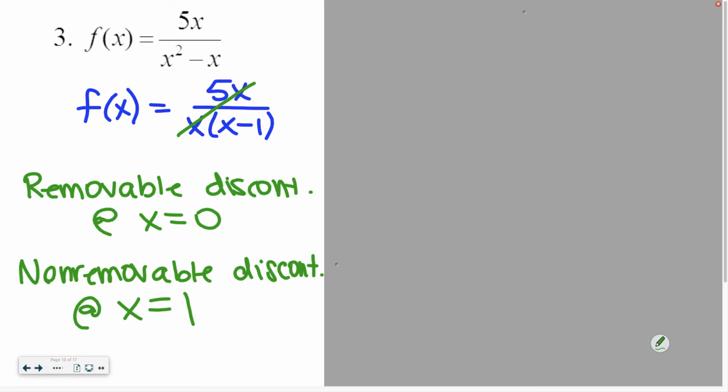Okay? What if our denominator didn't factor? How would we figure out where it's 0? Set it equal to 0, but if it didn't factor, how would we solve it? If it was quadratic, you could use the quadratic formula.